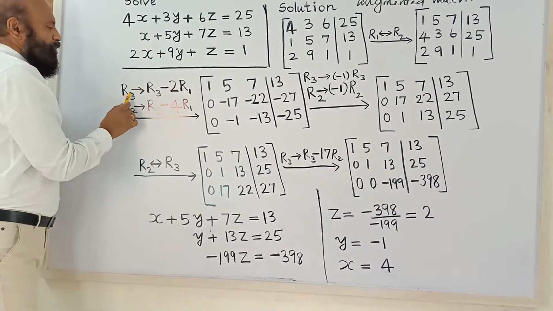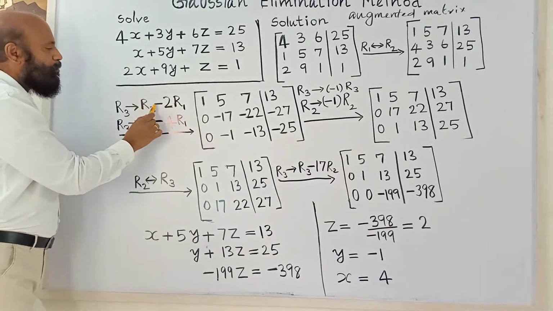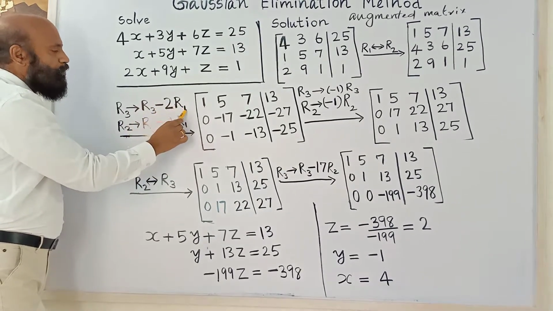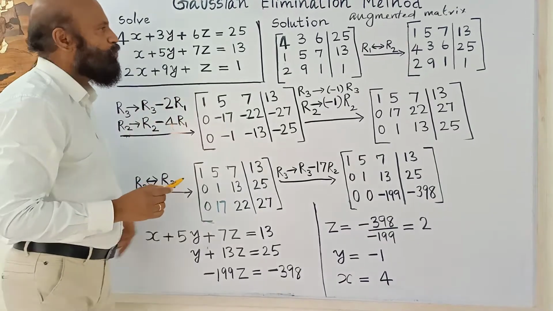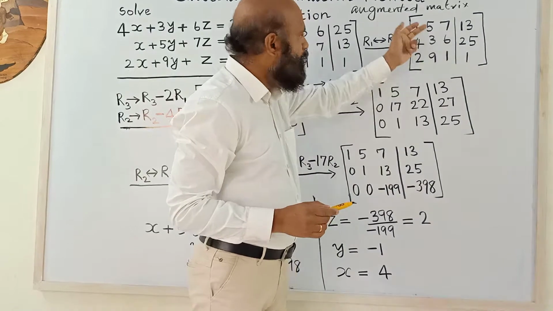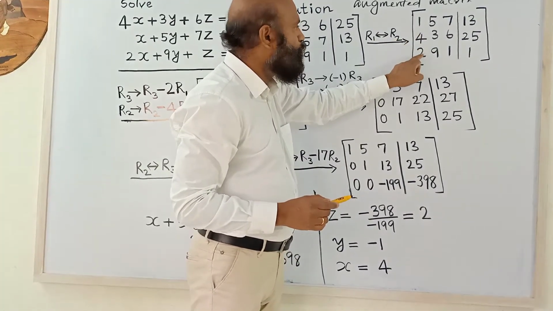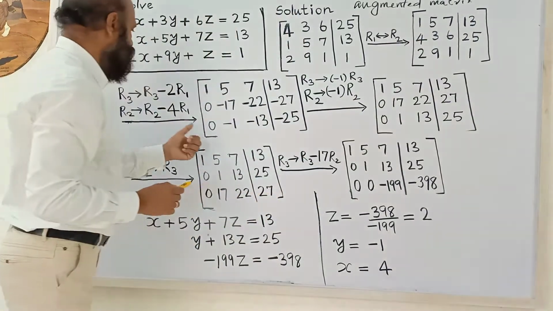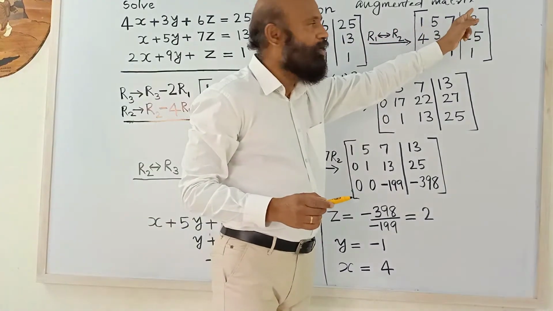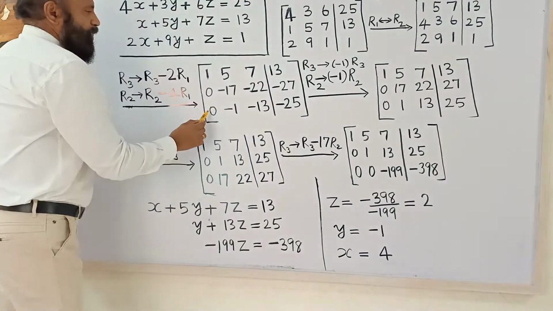Next, row 3 is obtained from the third row by subtracting elements of the first row after multiplying by 2, because here it is 2. So this you completely multiply by 2 and subtract from the corresponding numbers. 1 into 2 is 2, so 2 minus 2 is 0, like that. Other elements also you multiply by 2 and subtract from this. So you will get like this.